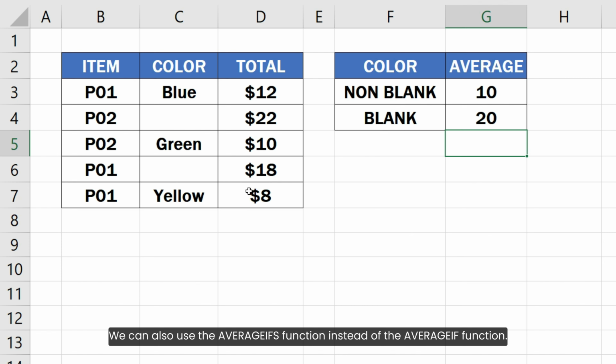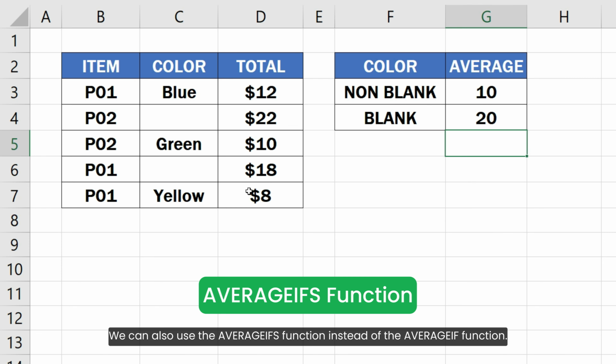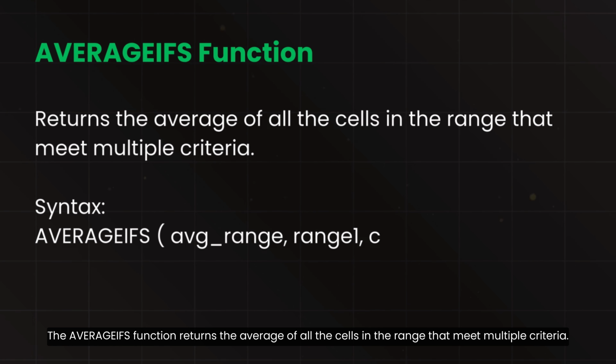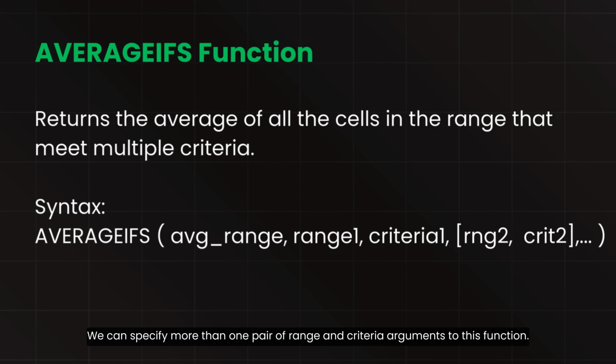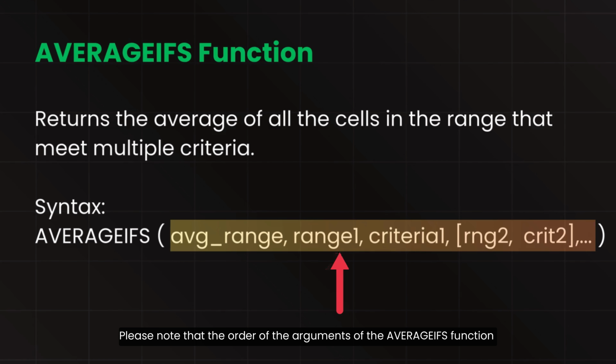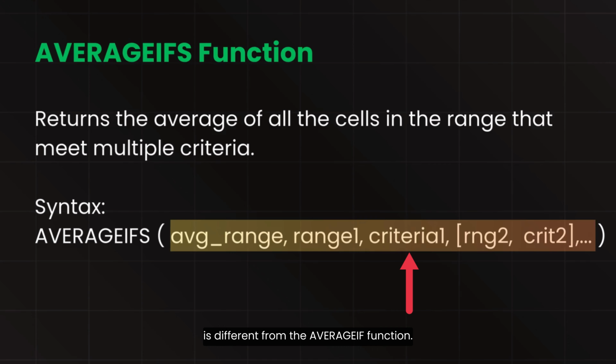We can also use the AVERAGEIFS function instead of the AVERAGEIF function. The AVERAGEIFS function returns the average of all the cells in the range that meet multiple criteria. We can specify more than one pair of range and criteria arguments to this function. Please note that the order of the arguments of the AVERAGEIFS function is different from the AVERAGEIF function.